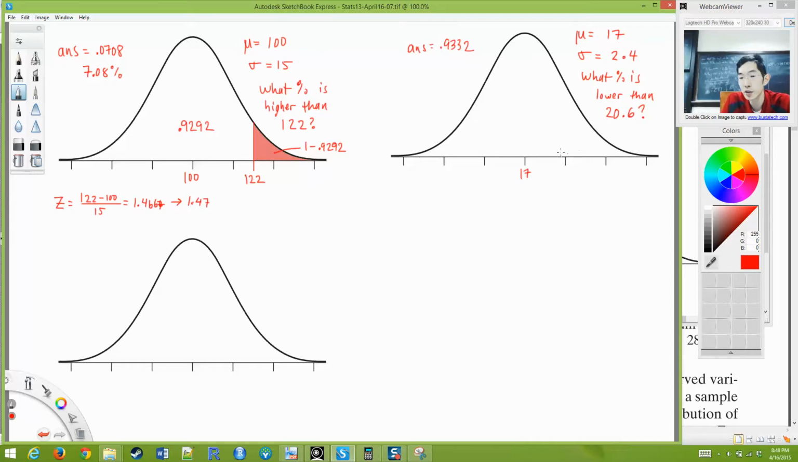Same deal going on over here. 17 goes in the middle because that's our mean, mu. Our standard deviation is 2.4, and we're asking what percentage is lower than 20.6, okay? You don't have to worry about the tick marks. The only important thing is that 20.6 is to the right of 17, and we're asking the area to the left, okay? We just want to know how much is shaded over here, okay?